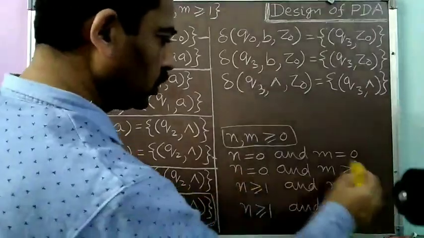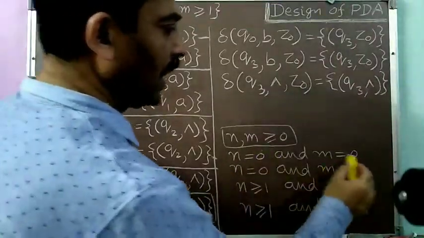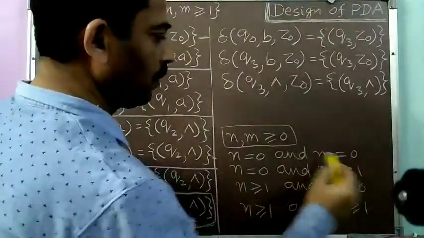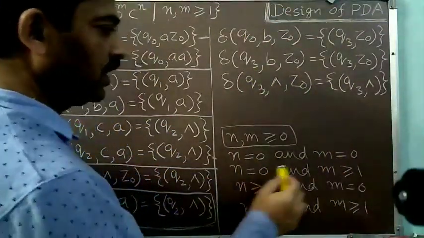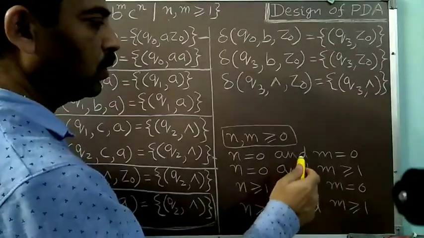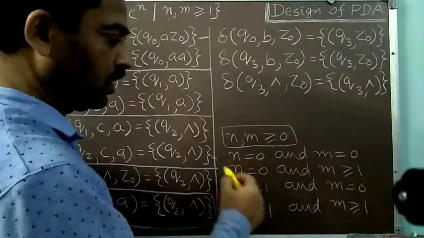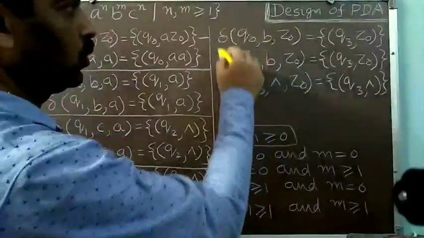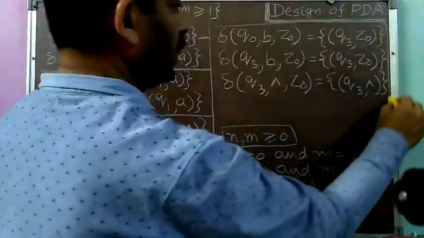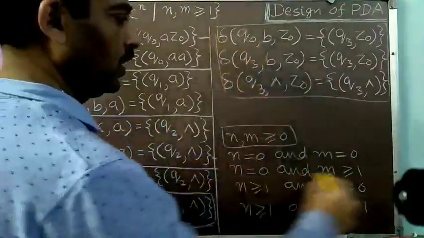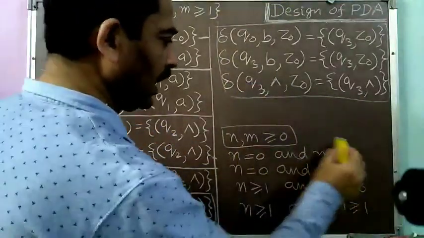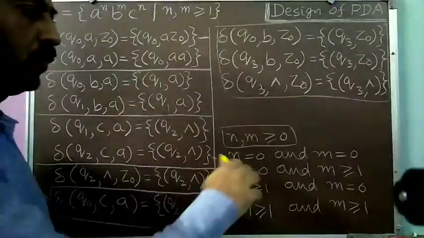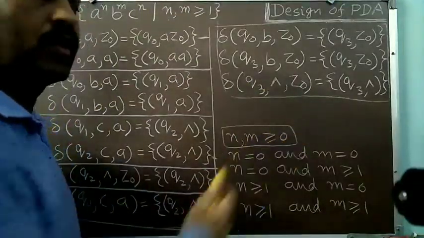Now corresponding to the situation when n is 0 and m is non-zero, we have added these three transitions. n equal to 0 and m not equal to 0 means that our string may contain only the b's. It may not contain a's or c's. So in such a situation we have to add these three transitions. The only condition not handled up to now is n equal to 0 and m equal to 0. So we will add the additional transitions corresponding to it.